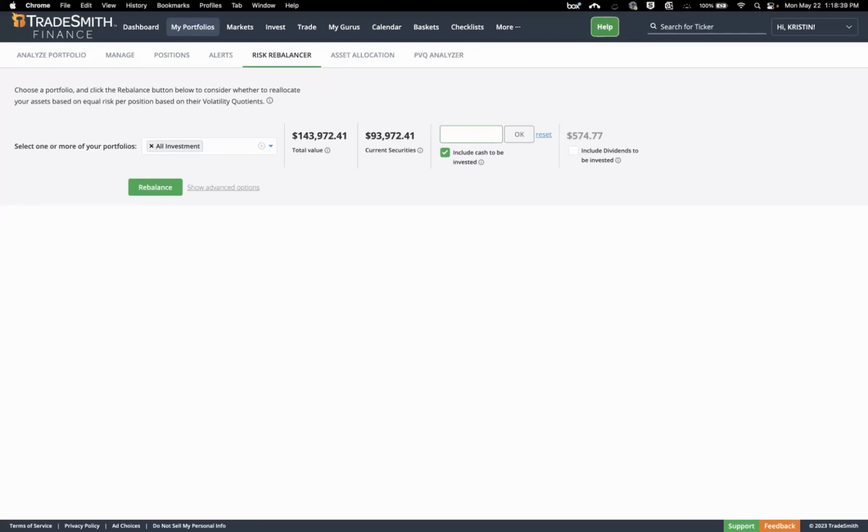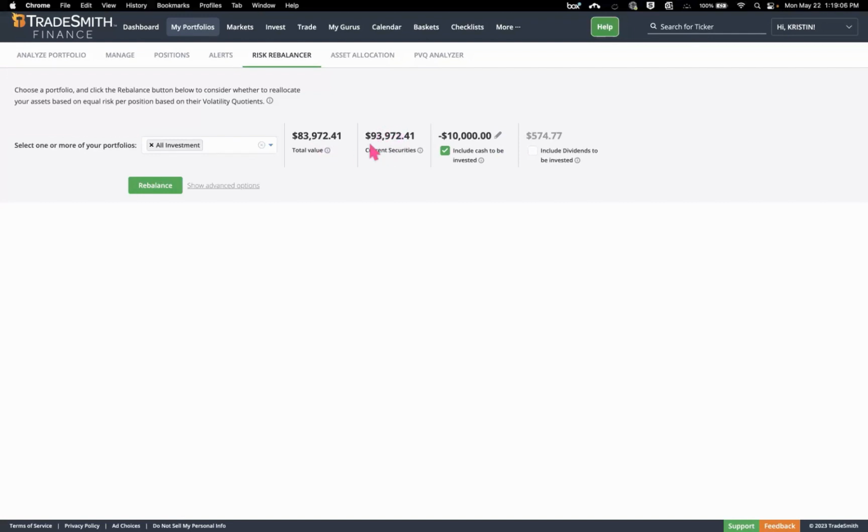So in order to do that, you just have to remember you have to put a negative sign. So if I put negative 10,000 here, you will see that this is going to change. So once you do that, you can press OK. And it's going to be deducted from the current securities, I believe. I'm sorry, the total value. So you can see where the total value, it basically took the current securities.